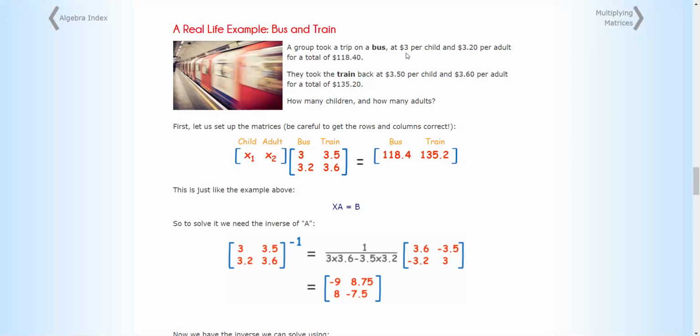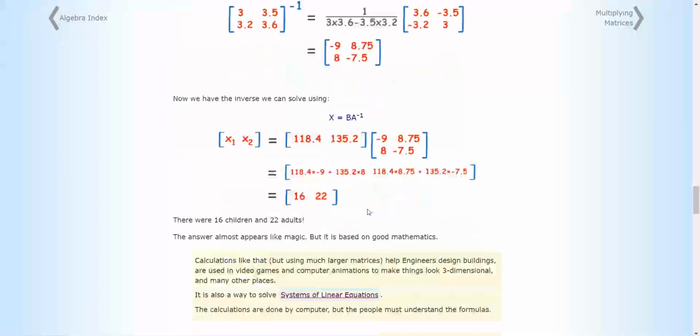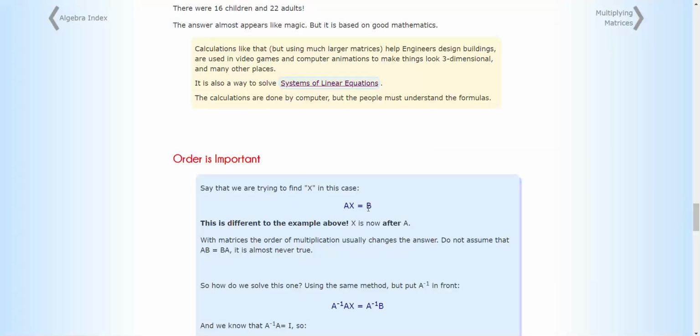3x, 3.20 adults equals 118. Yeah, so it's like x plus 3.2y equals 118, and 3.50 multiplied by the child x1, 3.60 multiplied by the adult y1, which goes on further, and we solve by substitution or elimination, either one, or we could just use the matrix to solve it. Say that we are trying to find x in this case.